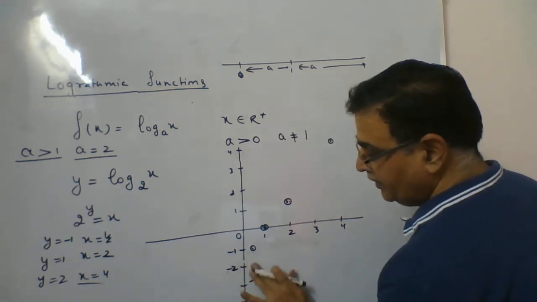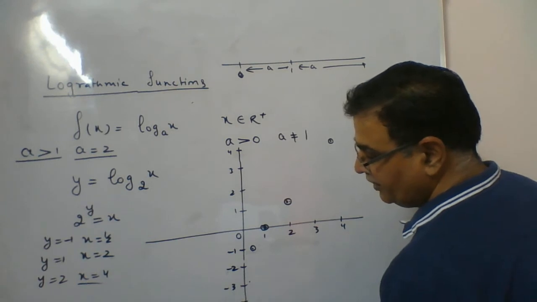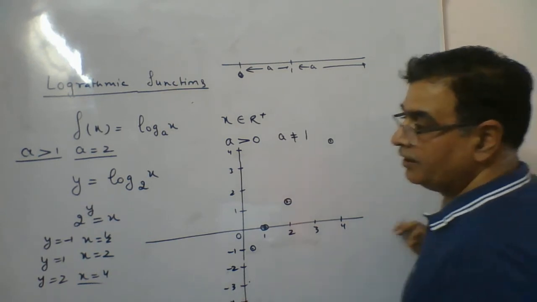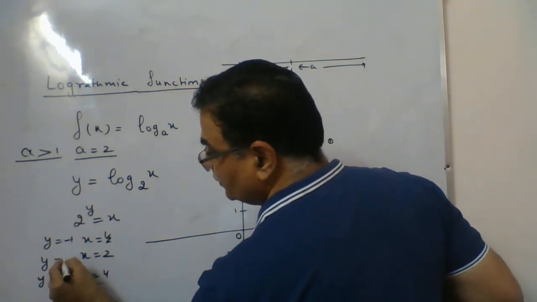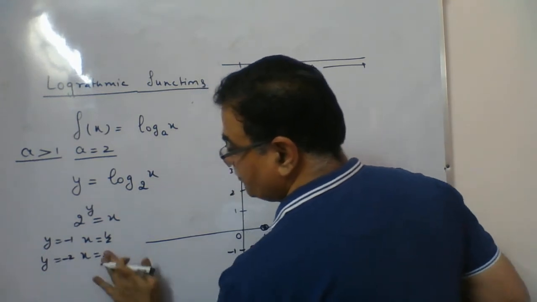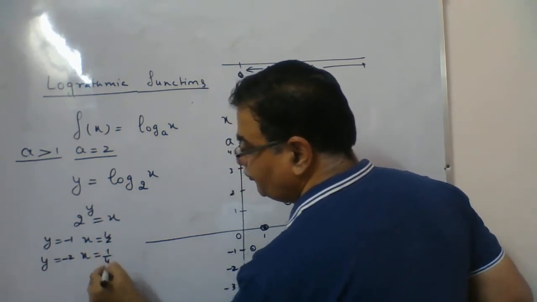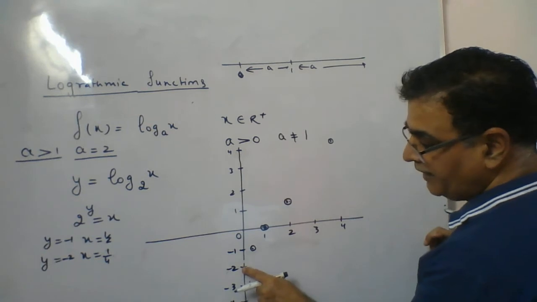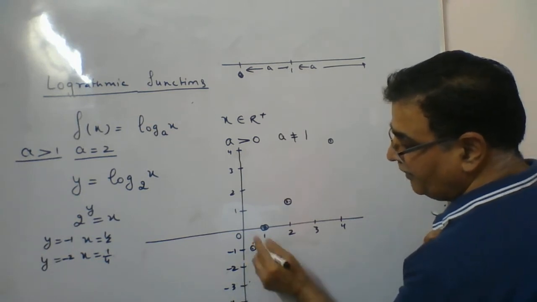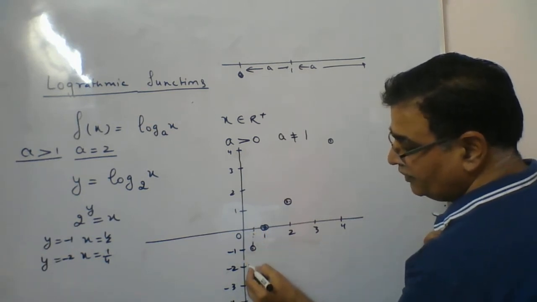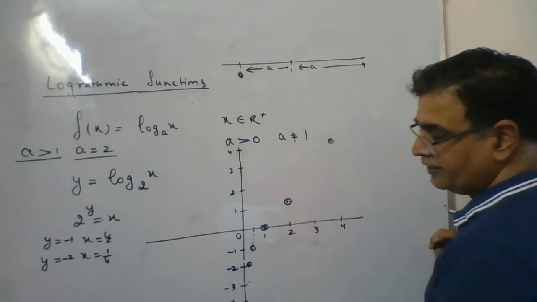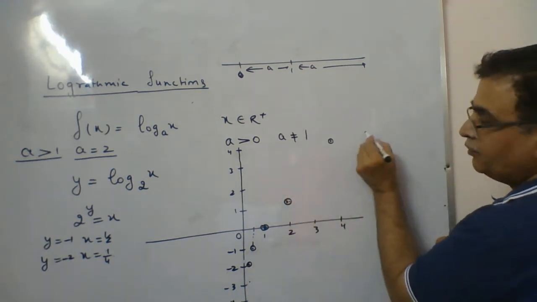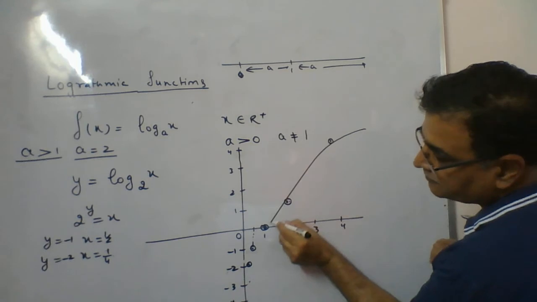Minus 2 I put here, minus 3, minus 4. Now when you put -2, it will come out to be 1 by 4. So when it is -2, the value comes out to be 1 by 4. This was half, then 1/4 will be closer. And this time the graph goes like this.